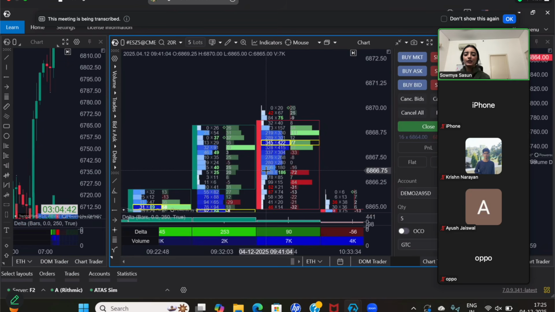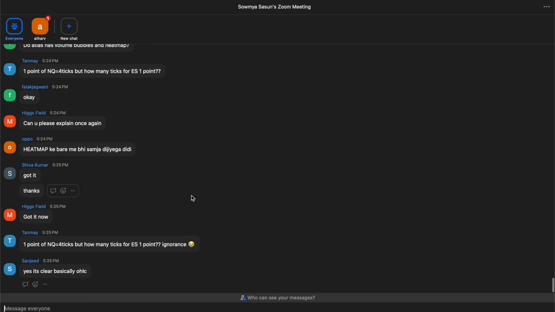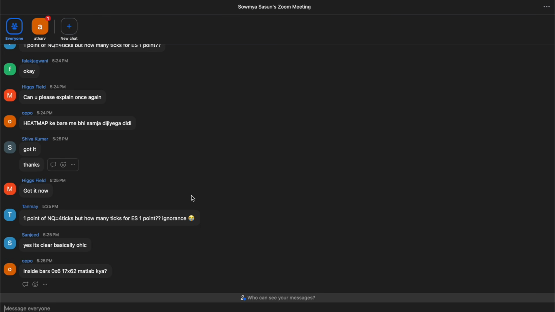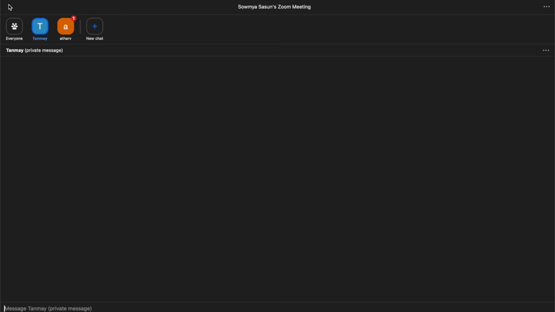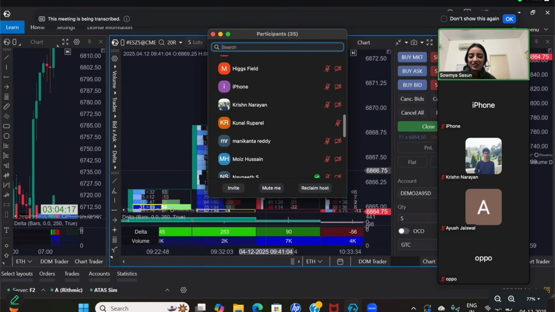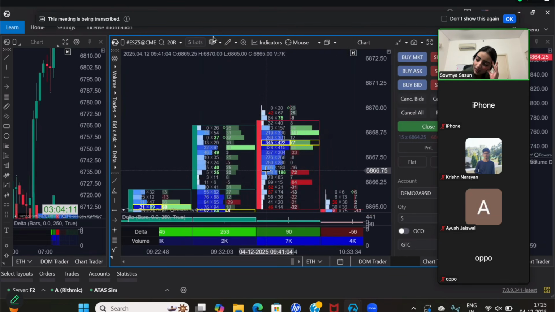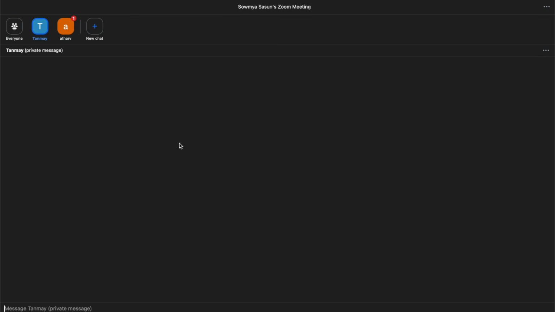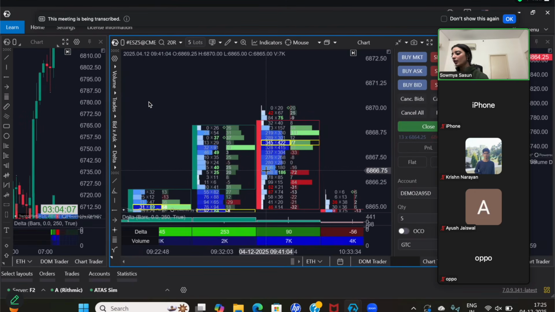Okay, so it's great that you guys understood what the footprint chart is right now. One point of NQ is 4 ticks, but how many ticks for ES is 1 point? I think it's 5 ticks. I'm not sure. I need to check that. Just ChatGPT it. Certain things I don't know because I don't use it in my trading. Oh sorry, I think it's 20 ticks. I don't know. Just check that.